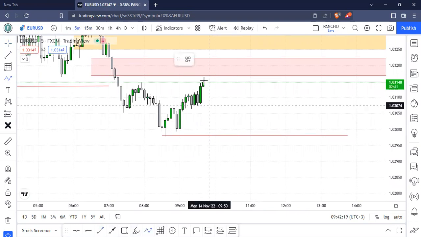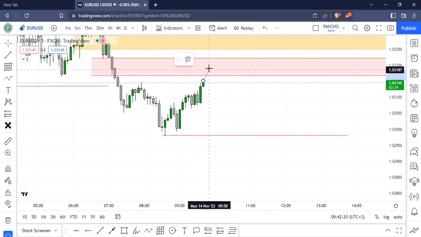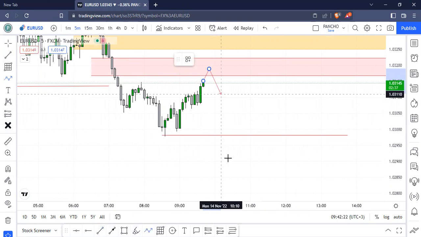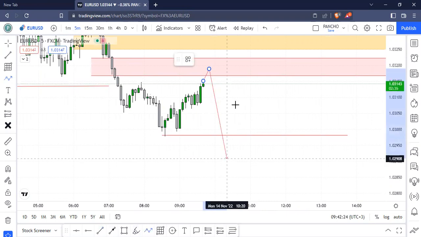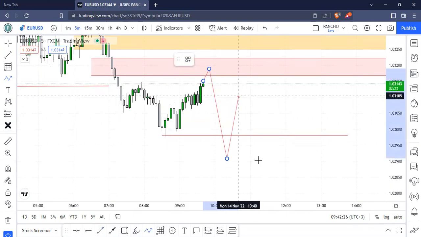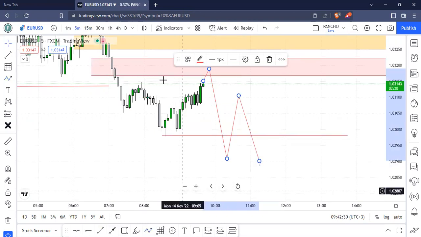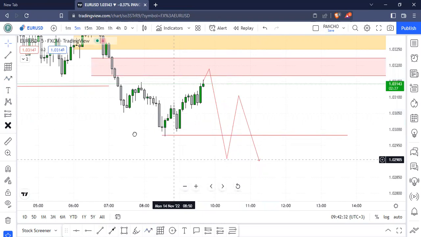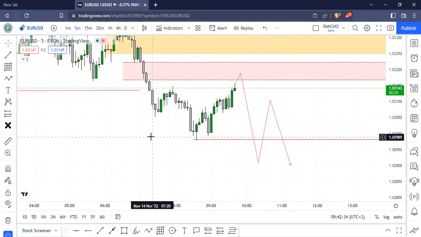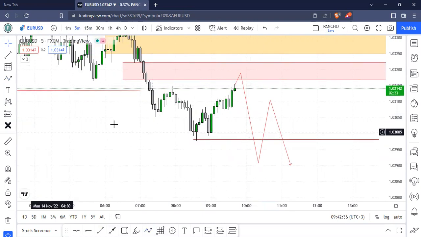So I'm just waiting for the market to go there, filling the gap in 15 minutes, then breaking structure in 5 minutes, and then waiting for any imbalance or order block right there. So that's what I'm expecting to see in EURUSD during London session, during London K-zone.